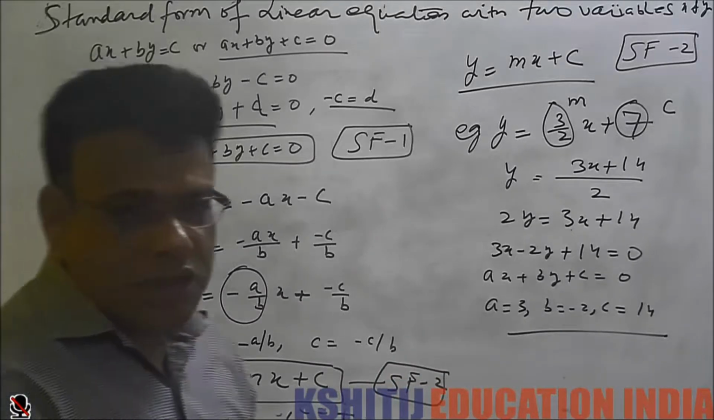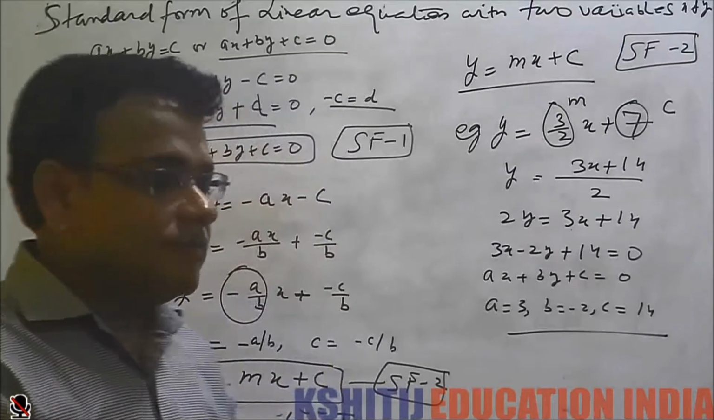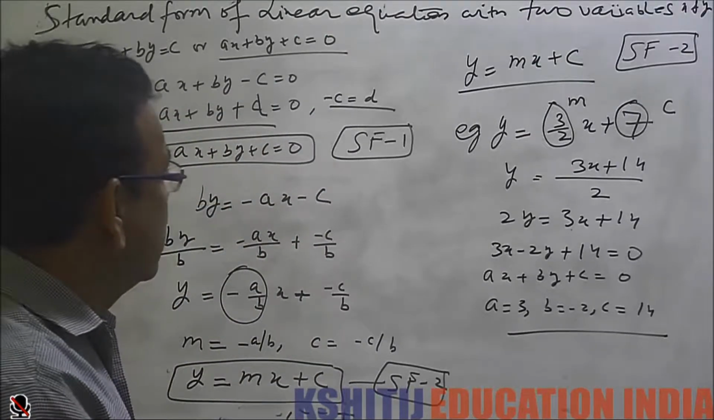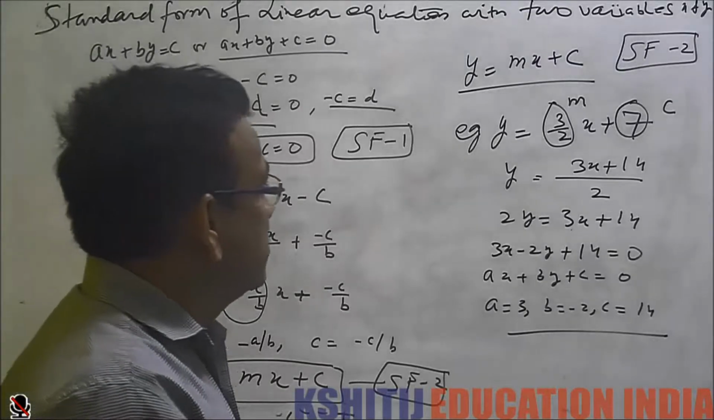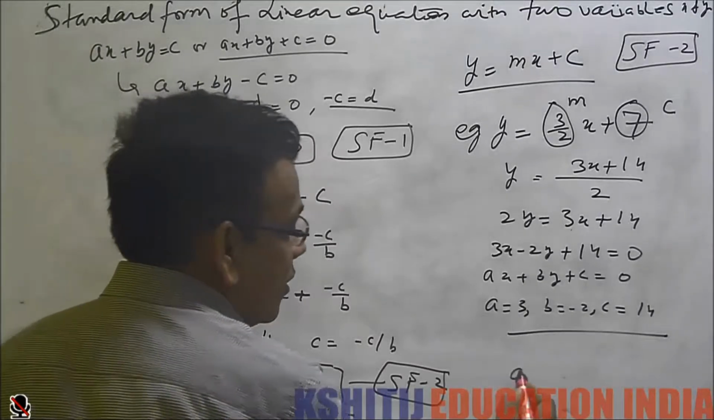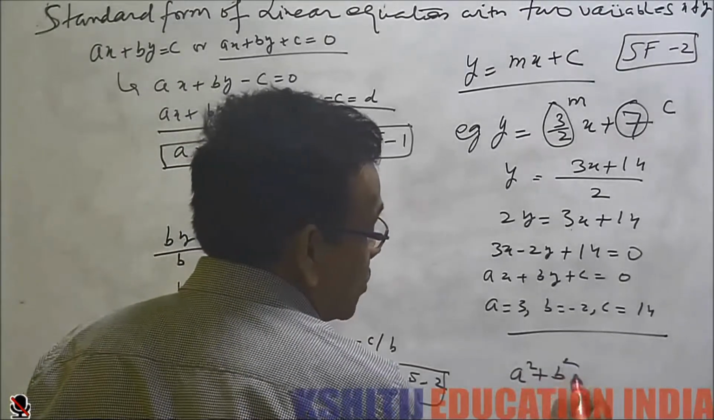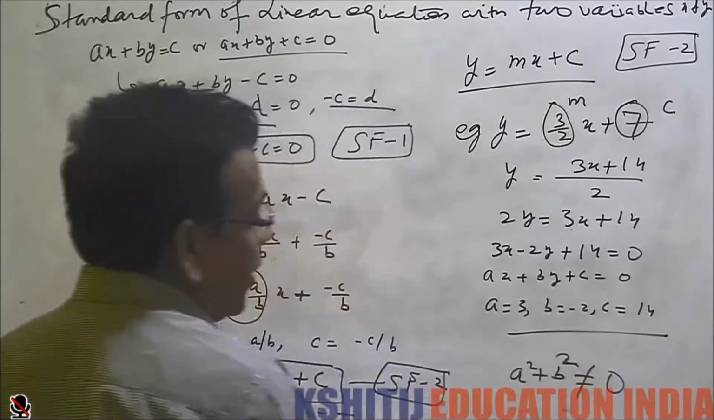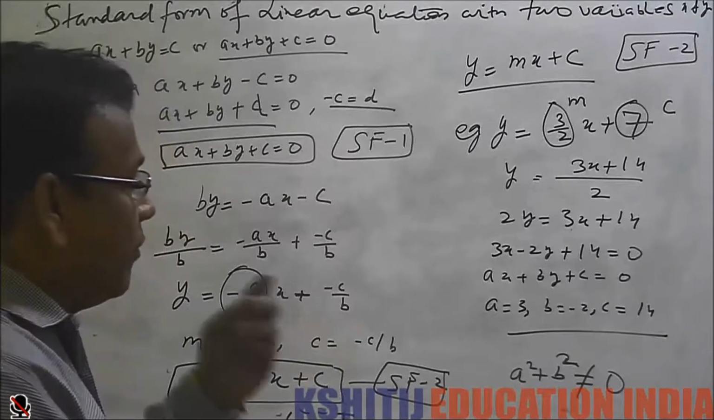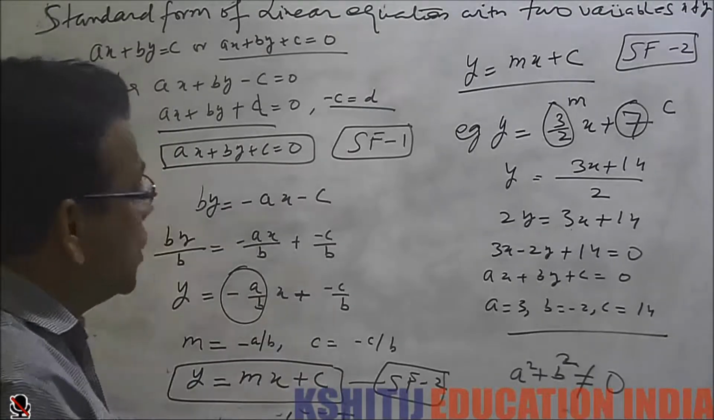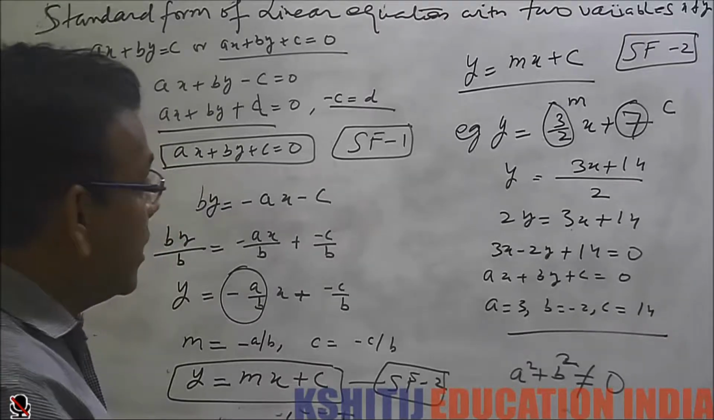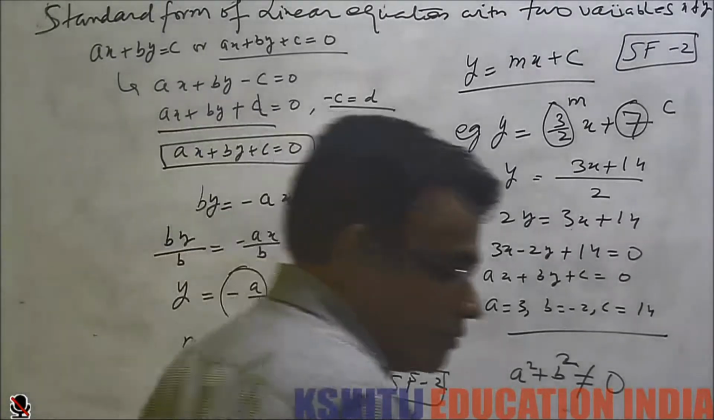Linear equation with two unknowns, with the condition that a square plus b square should not be equal to 0. Because if this is 0, then we have already seen that it will change into some other sort of equation, which is the imaginary equation, not the real equation. Fine.